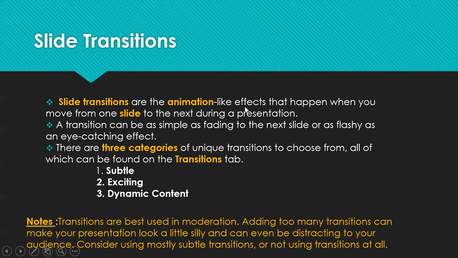So let's get started. Slide transitions. Slide transitions are animation-like effects that happen when you move from one slide to the next during a presentation. A transition can be as simple as fading to the next slide or as flashy as an eye-catching effect. There are three categories of unique transitions to choose from, all of which can be found in the transitions tab. There are different types of transitions that we can do. One is subtle, exciting, and dynamic content.